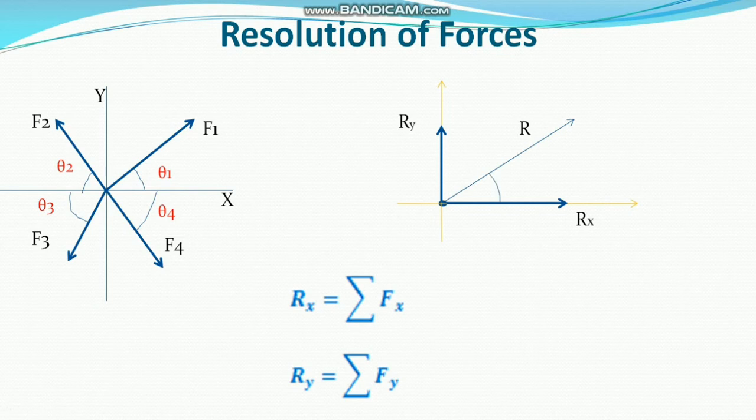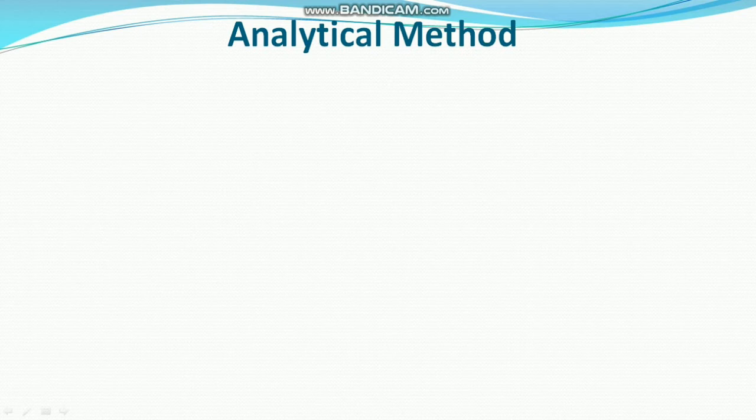And the resultant will have some magnitude and also a direction. So that is theta x with the x-axis, and theta y you can get as the other one, which is 90 degrees minus theta x. So these are the projections of R, that is Rx and Ry. So next is the analytical method of the parallelogram law.